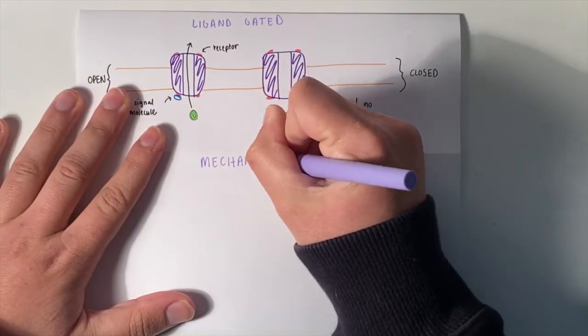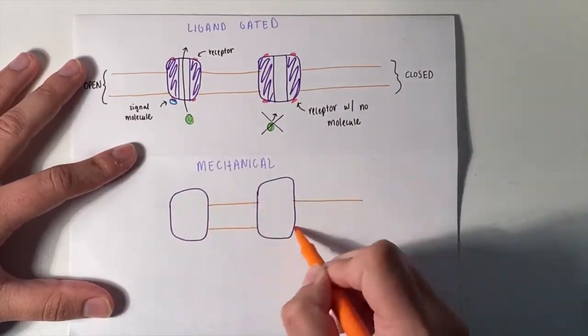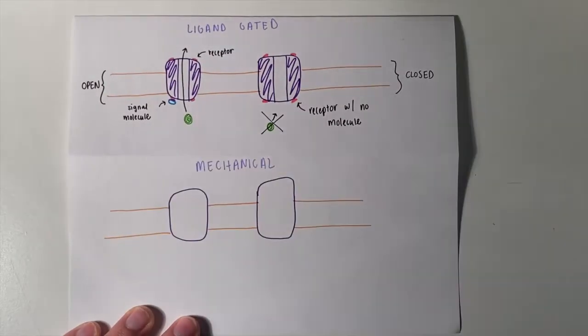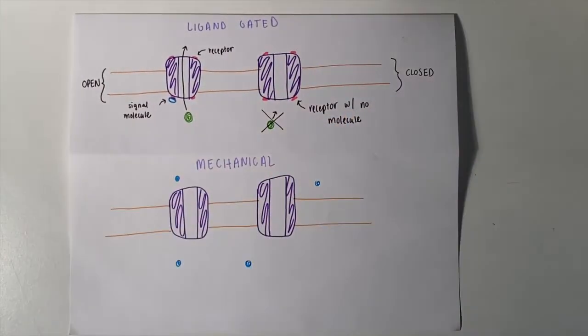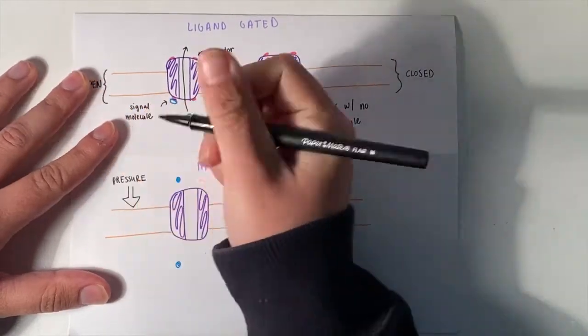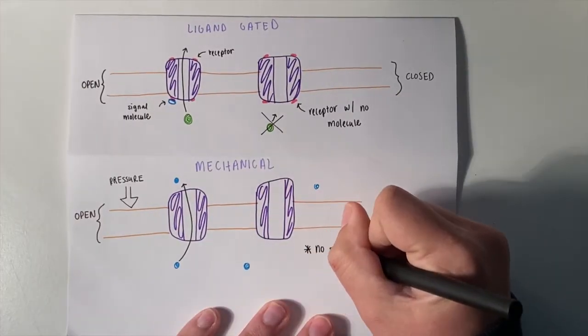The third type of ion channel is mechanical. This type of channel is opened by physical stress, such as pressure. An example of this could be a skin cell. Their receptors react to pressure, which opens the channel. The fourth channel is always open for facilitated diffusion to occur.